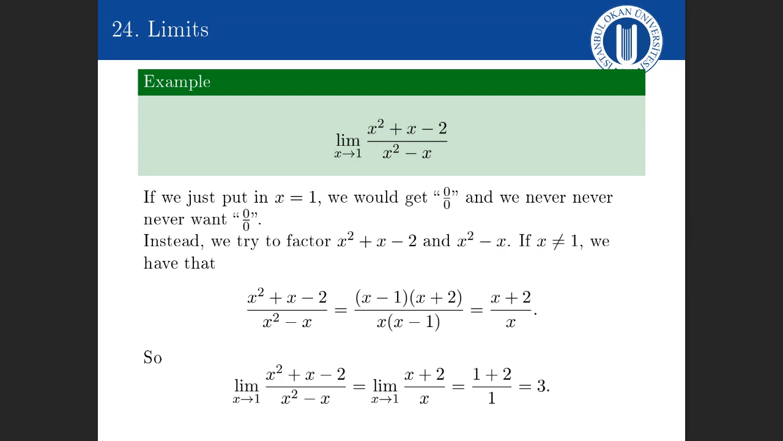For example, calculate the limit of x squared plus x minus 2 divided by x squared minus x. If we just put x equal to 1 in here, then we're going to get 0 divided by 0. And that's not something we want. We never, never, never want to get 0 divided by 0, because 0 divided by 0 is not a number. So instead, we want to try to factor the polynomial on the top and the polynomial on the bottom.